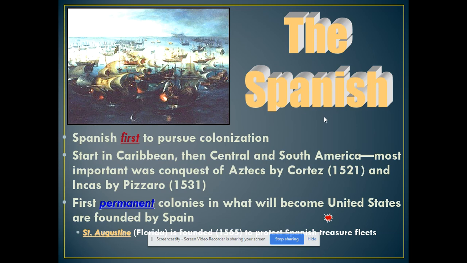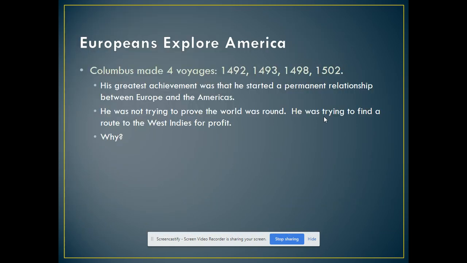If we were talking about world history, we wouldn't even talk about St. Augustine since it's U.S. history. St. Augustine is the first permanent European settlement in the U.S. Notice I said permanent, because there were others potentially by the Vikings, but it didn't make it. All right. So Columbus is going to make 4 voyages: 1492, 93, 98, and 1502. So how do you remember it? 1492, Christopher Columbus sailed the ocean blue.